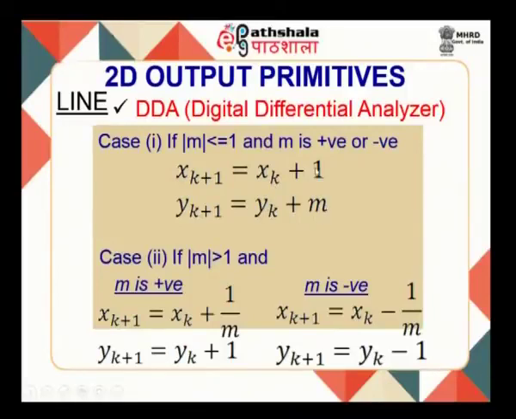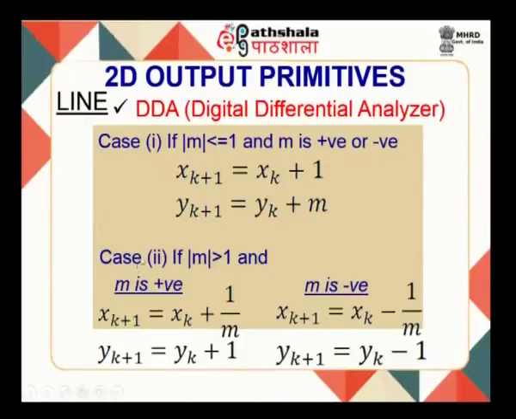So, we call 1 the increment for x, and we call m the increment for y, and these equations, as you notice, are recursive in nature. That means every previous value is taken for computing the next value. So, unless we start with a known point on the line, we cannot compute the other points on the line.